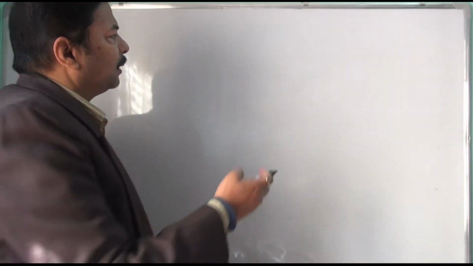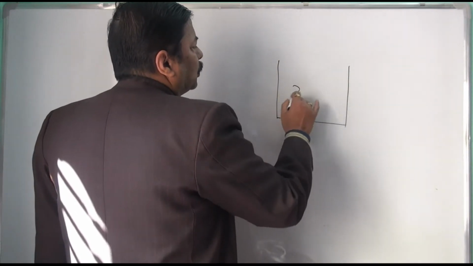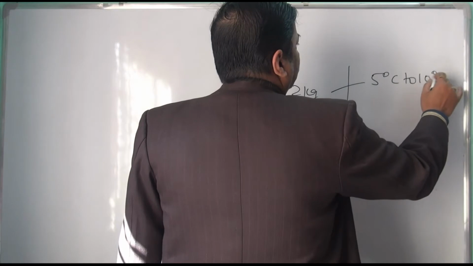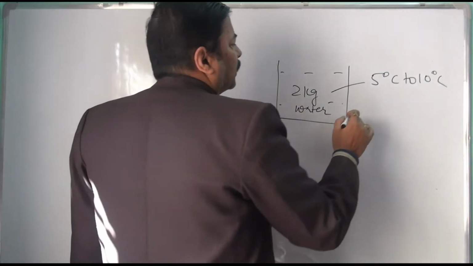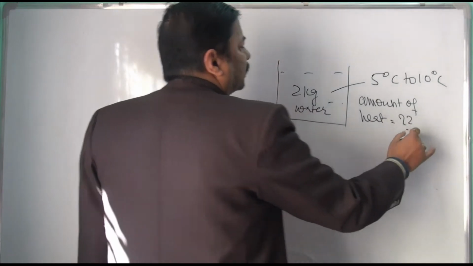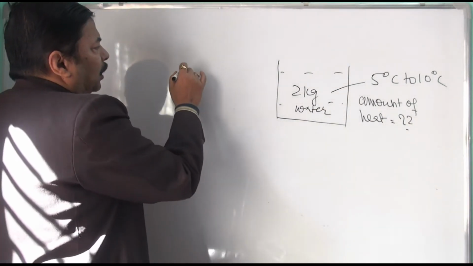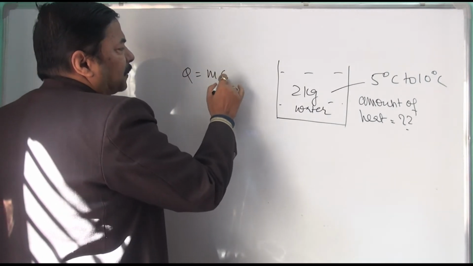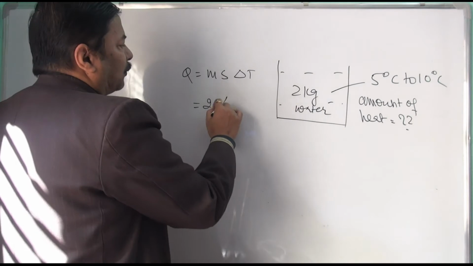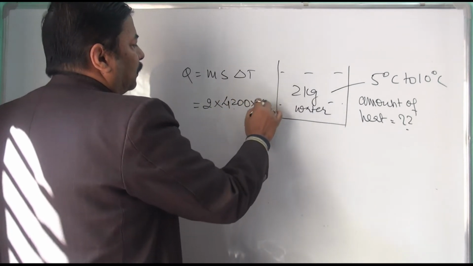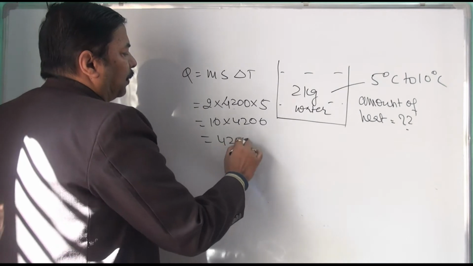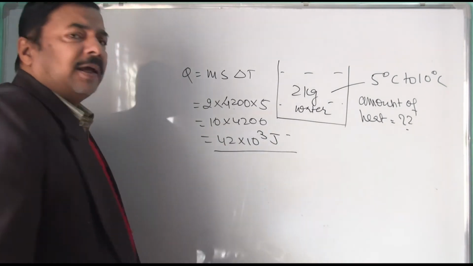Let us take an example: there is a vessel in which 2 kg of water is there. The temperature is changed from 5 degrees centigrade to 10 degrees centigrade. What is the amount of heat required? In this question, Q equals m s delta T. So m is 2, specific heat, as it is in kilograms, we can write 4200, and delta T is 5.